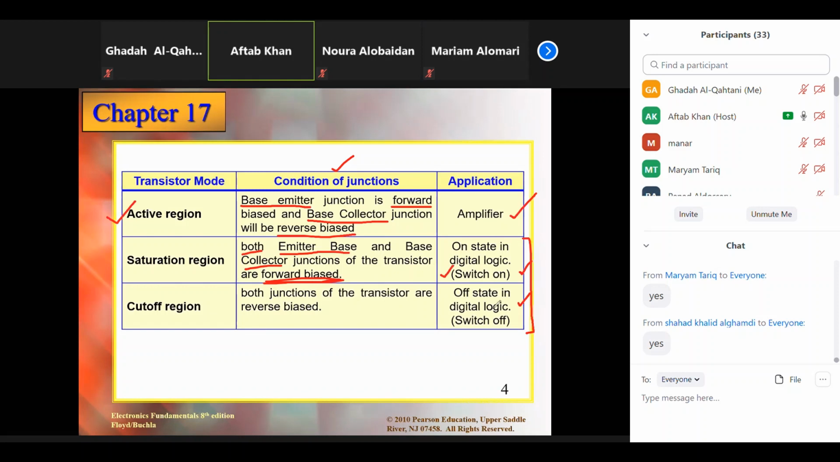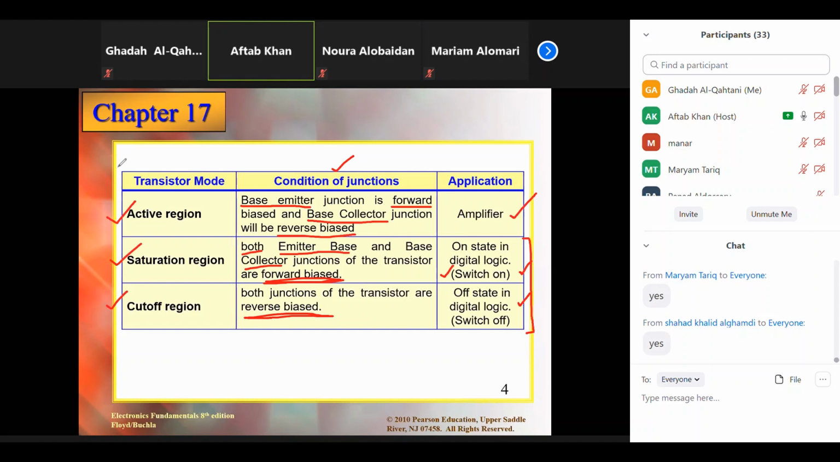Another one, the off state in digital, the switch off: both junctions must be in reverse bias. When it is working as a switch on, that is the saturation region or saturation mode. What is saturation mode? When both junctions are in forward bias, we say the transistor is working in saturation mode or region. Cutoff: both junctions are in reverse bias.